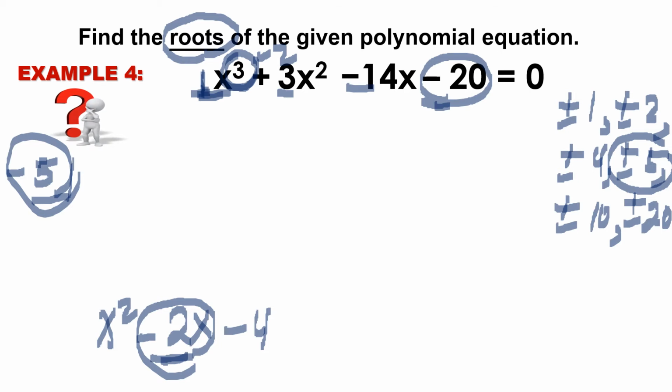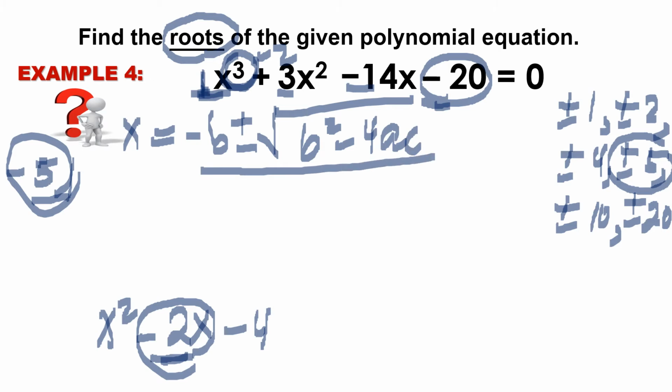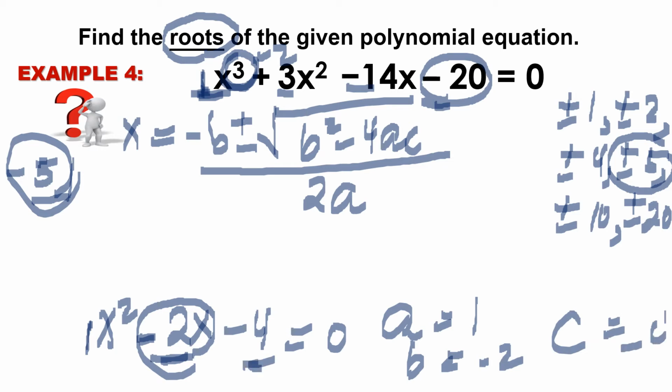So remember the quadratic formula: x is equal to negative b plus or minus the square root of b squared minus 4ac, all over 2a. Based on this, our a is equal to 1. It's the number beside the leading term. And then b is the middle term, so b here is negative 2, and c is the constant, which is negative 4. Now, let's replace this.